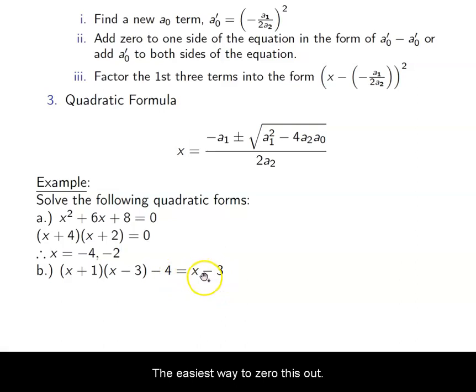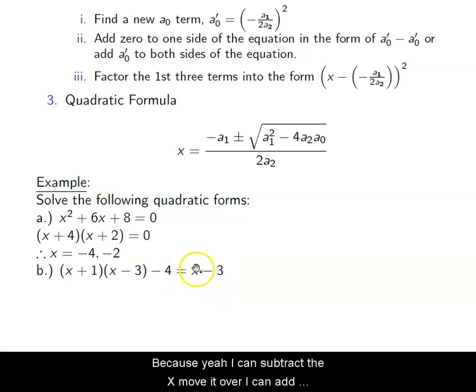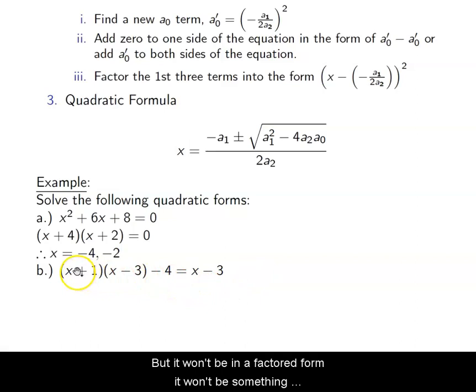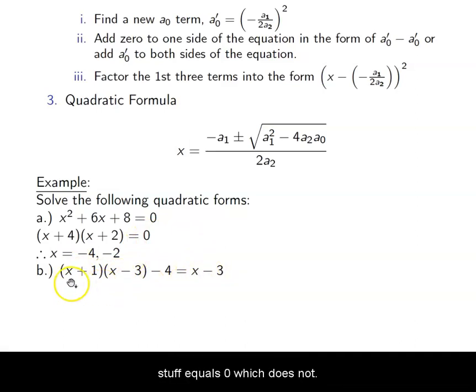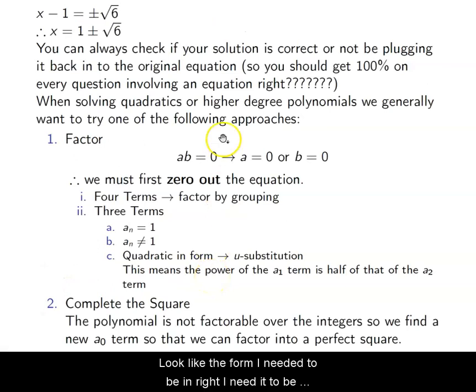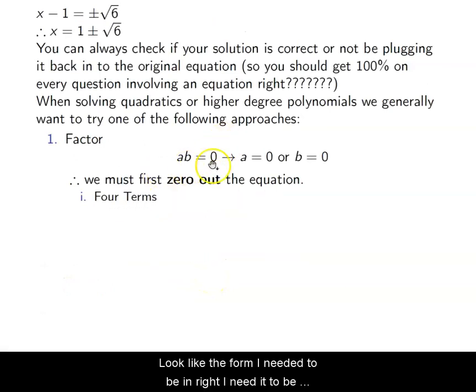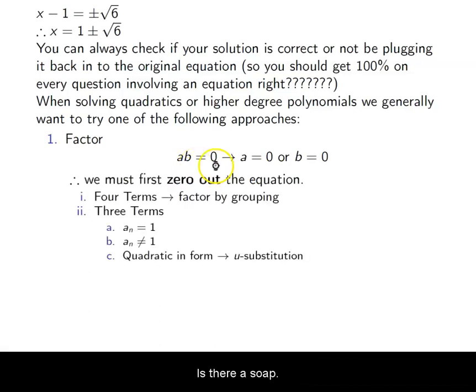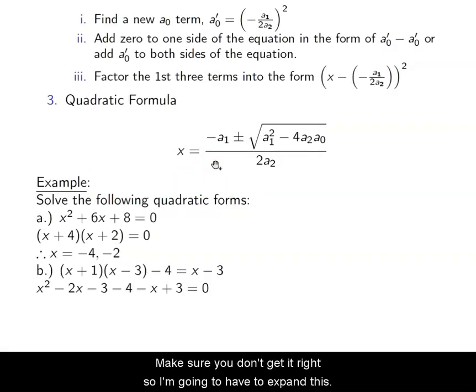The easiest way to zero this out, because yeah, I can subtract the x and move it over. I can add the 3 and set it over, and it'll be equal to 0, but it won't be in a factored form. It won't be something times something equals 0. It'll be something times something minus a bunch of stuff equals 0, which does not look like the form I need it to be in, right? I need it to be something times something is 0.